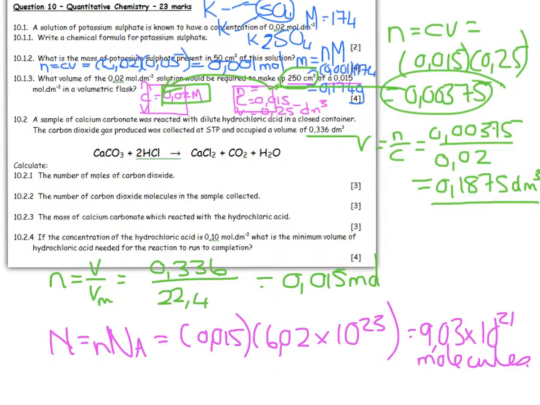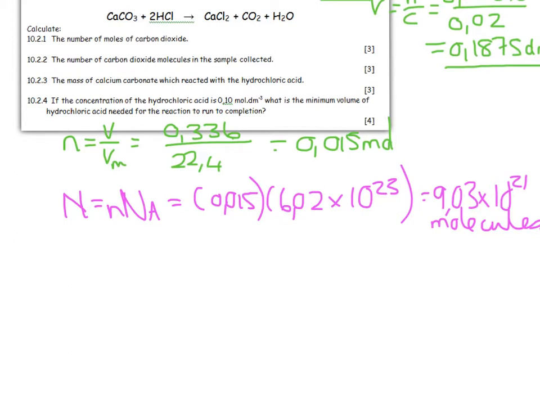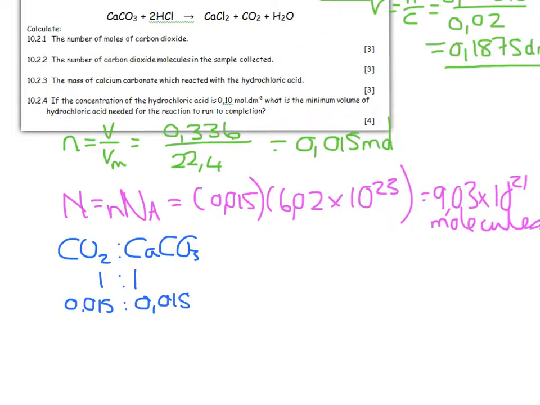The mass of calcium carbonate, which reacted with the hydrochloric acid, and now we are into stoichiometric relationships where we are going to need to look at mole ratios. So looking at that balanced equation over there, I'm now looking at a relationship between carbon dioxide and calcium carbonate, and luckily it is a 1:1 ratio. So if I have 0,015 moles of carbon dioxide, I also have 0,015 moles of calcium carbonate.